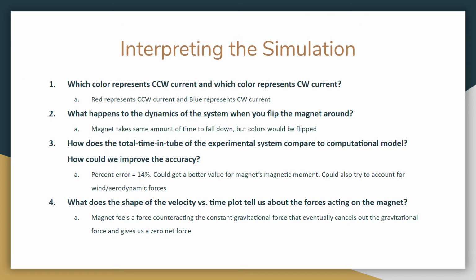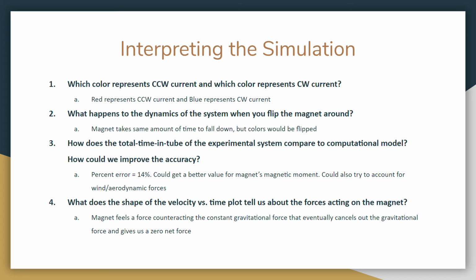So actually interpreting our simulation, one question that we have to ask ourselves is which color represents counterclockwise current and which color represents clockwise current? By using the right-hand rule, we can see that red represents counterclockwise current, as when the magnet is falling, red is apparent underneath the magnet, and because we know the magnet is falling north pole side first, we can determine that red is counterclockwise, and because blue is above the magnet, we can determine that blue is clockwise. Another question is what happens to the dynamics of the system when you flip the magnet around? If you flip the magnet around, the magnet would take the same amount of time to fall through the loop, but the colors would be flipped and blue would be on bottom.